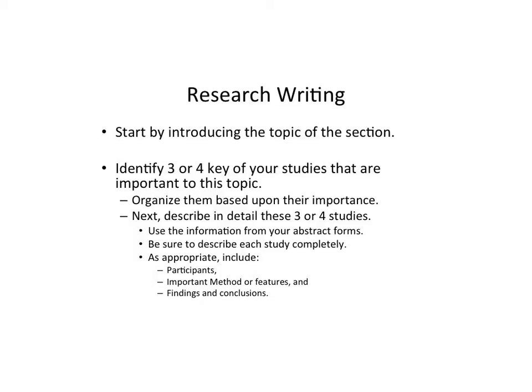You can use the information from your abstract forms, your article summary, and annotations on any of these articles. Make sure to describe each study completely, and the most important components I want you to include are right here: participants, methods, and findings. You can find the participants in the method section. Usually it's called participants or subjects. You can find the method in the methods and procedures, and you can find the findings and conclusions in the results and discussion.